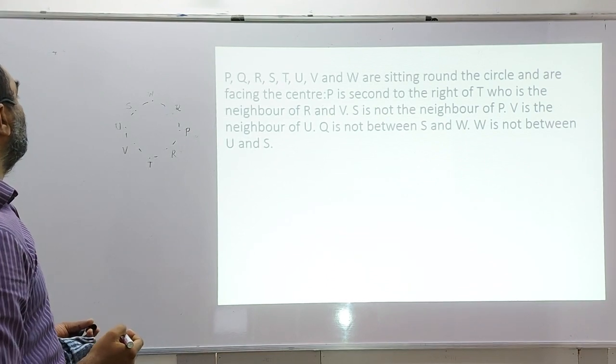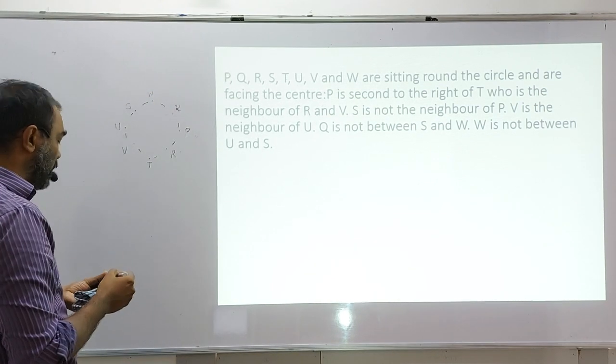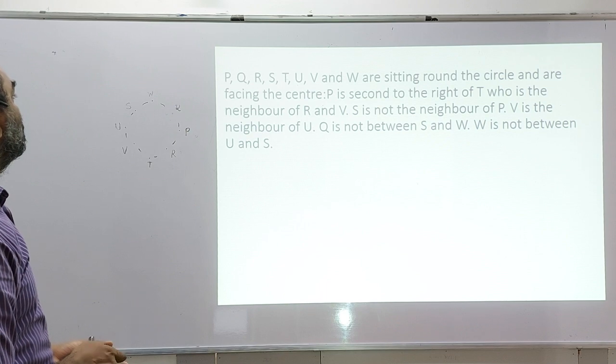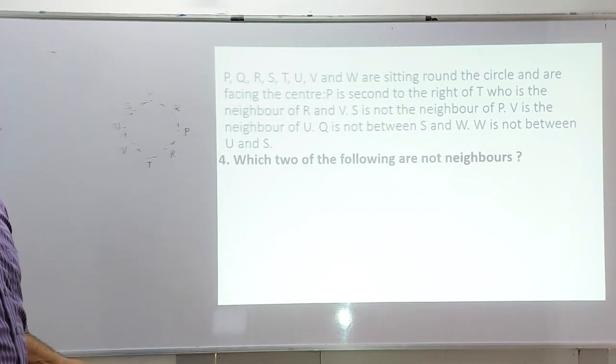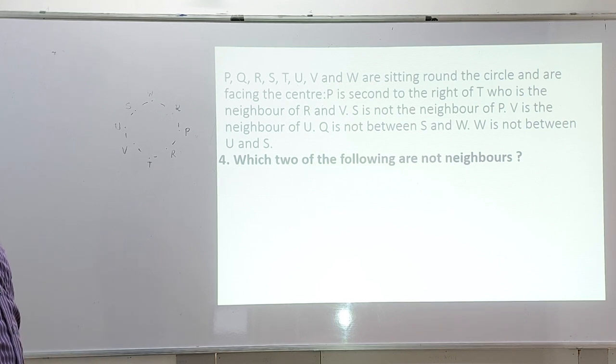And W is not between U and S. W is not between U and S. So I can say these instructions have been followed. Some places might change, but let us look at the question now. We have to see which of these 2 are not neighbors.